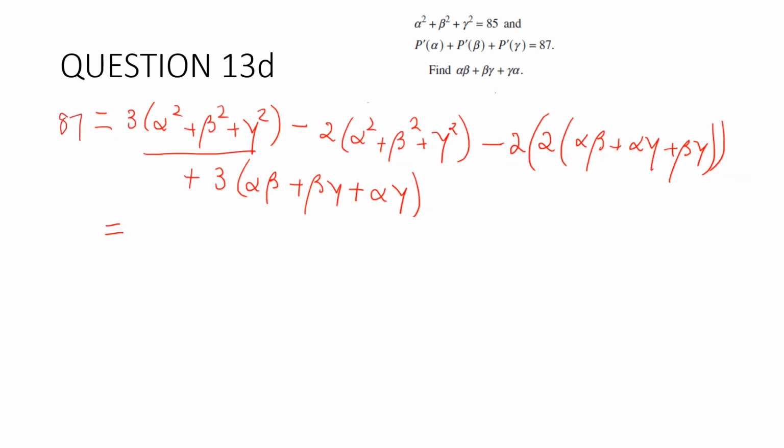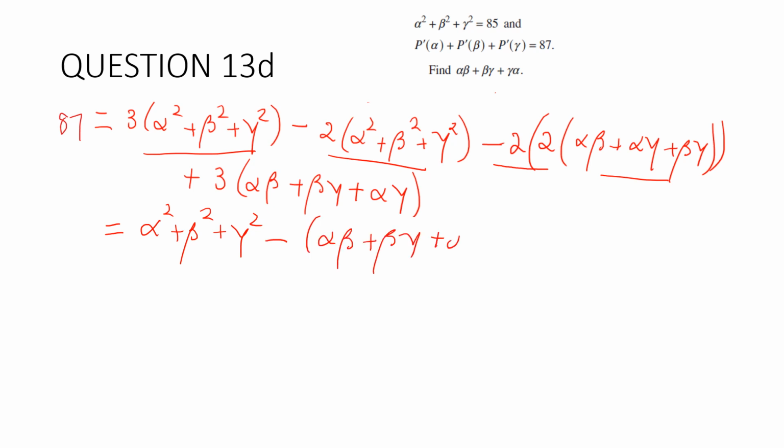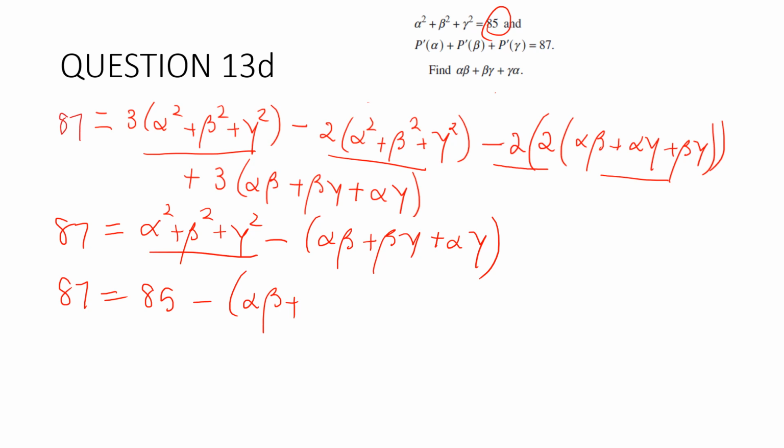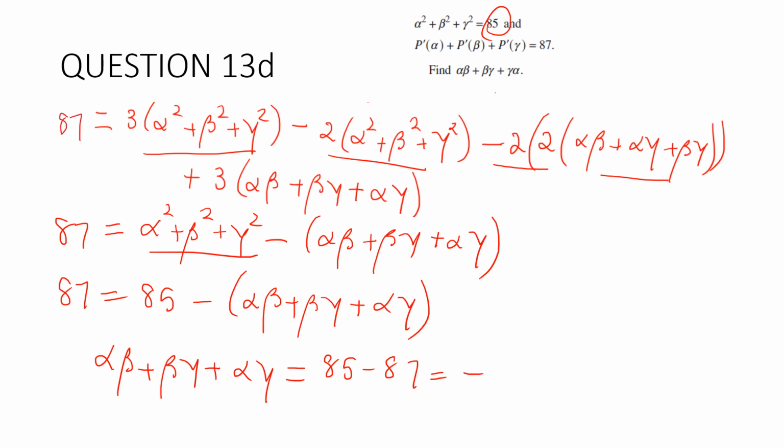Equals 3 lots of this, take away 2 lots of that, is 1 lot of that. And then I've got minus 4 lots of the sums of the pairs plus 3 lots of the sums of the pairs, so that's take away 1 lot of the sums of the pairs. And we know that's 87, so 87 is equal to, we know this, it is 85, take away alpha beta plus beta gamma plus alpha gamma. Alpha beta plus beta gamma plus alpha gamma is equal to 85, take away 87, which is equal to -2.